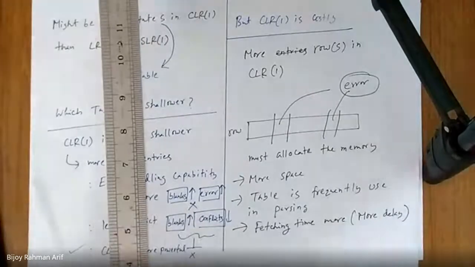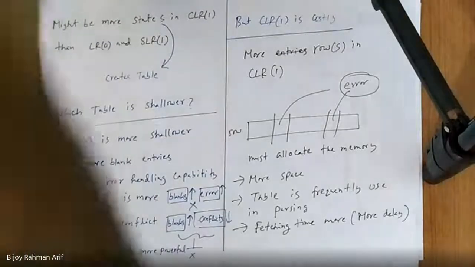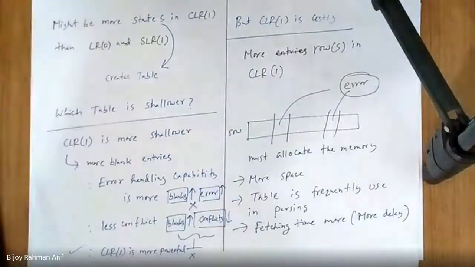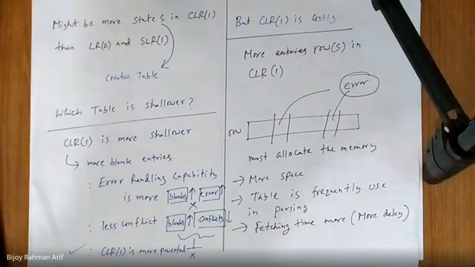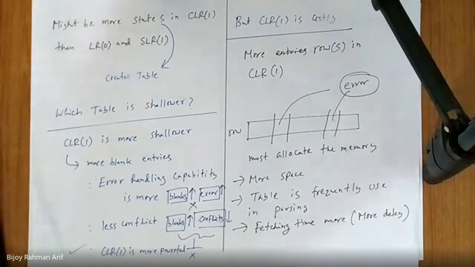So in fact, now let's come to the reality. Yes, CLR1 is the most powerful parser in the genre so far. That's fine, but it has a lot of drawbacks as well. It is costly in terms of space, and continuously we have to fetch data from the table, so it is also time consuming. So that's why we hardly use CLR1.